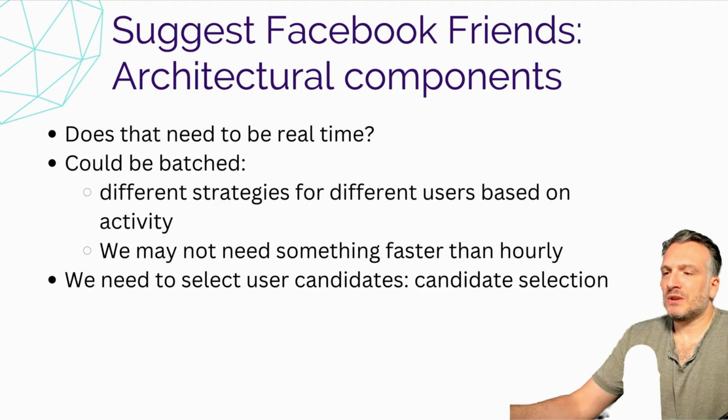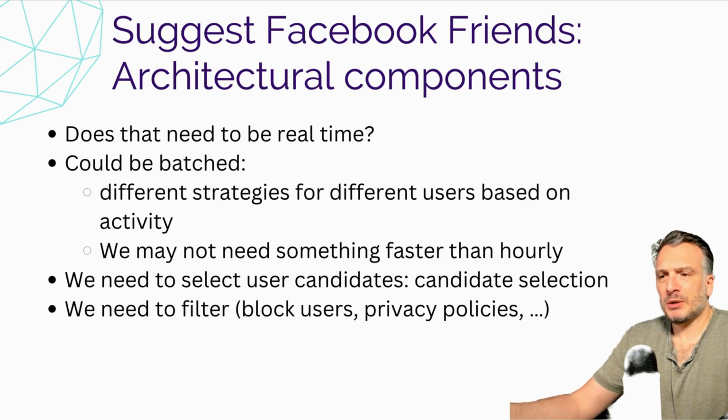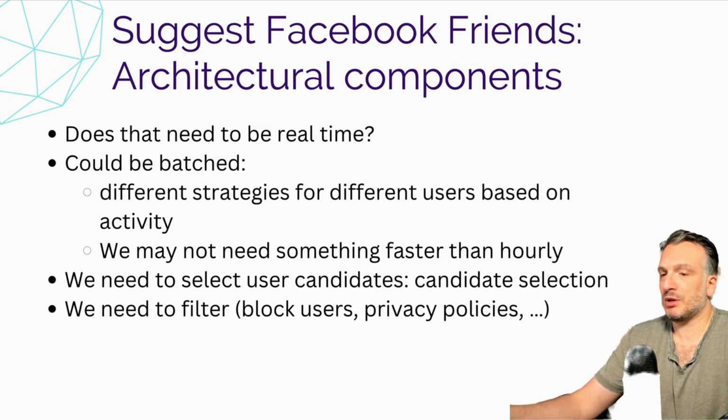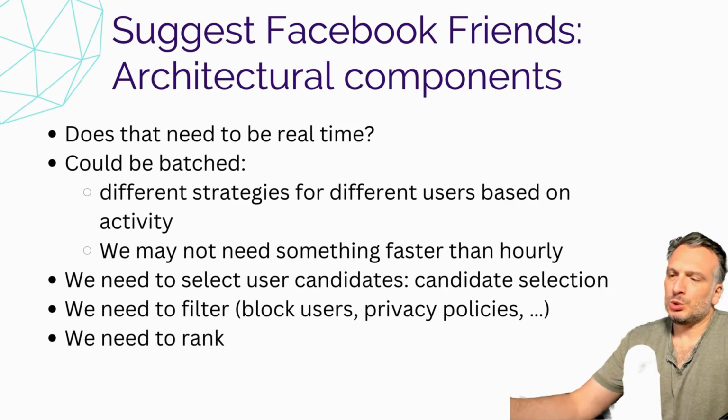When it comes to the different functionalities that the system will need, well, we will need to be able to select the candidates. So there will be a candidate selection process. We may need to implement some filtering process. There are some users that may be blocked. There may be some privacy policies that prevent us from showing some of the users to some other users. So we may need to make sure that there is a module that takes care of filtering the resulting candidate selection. We will need to rank.